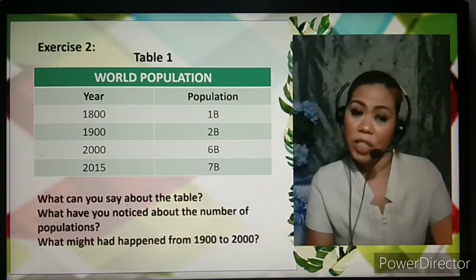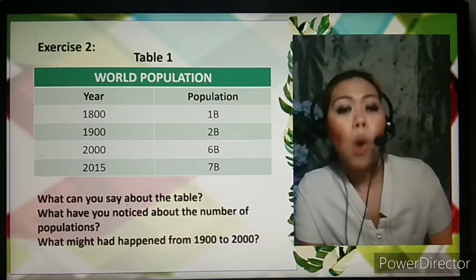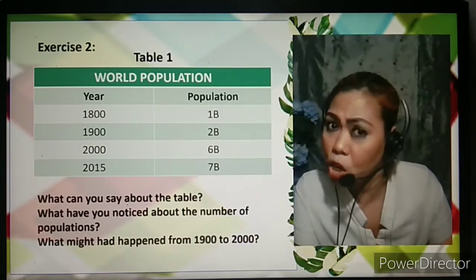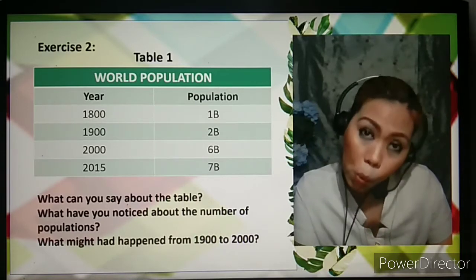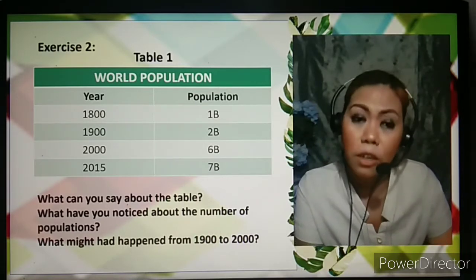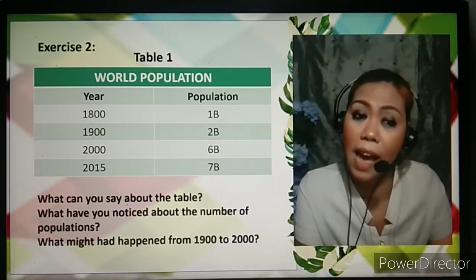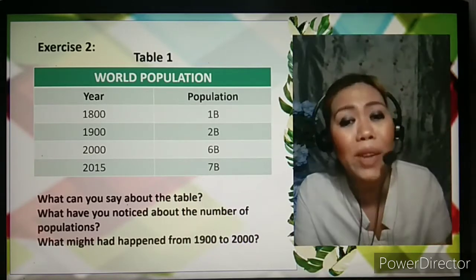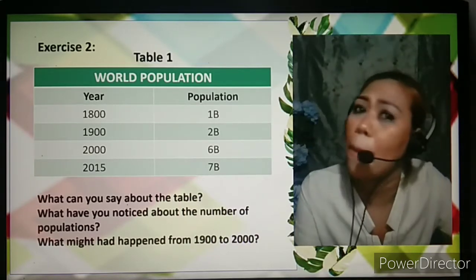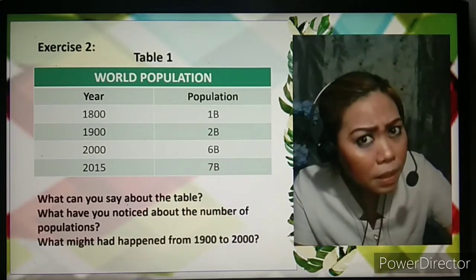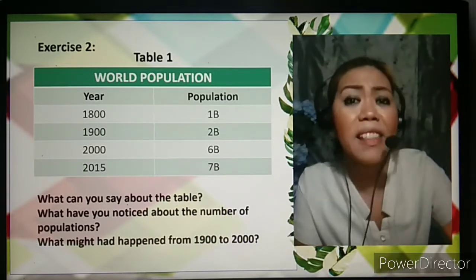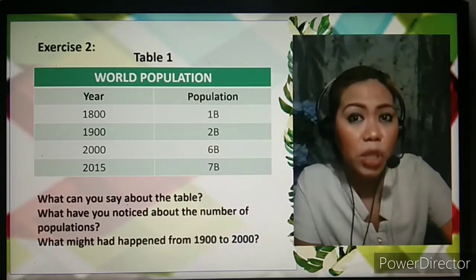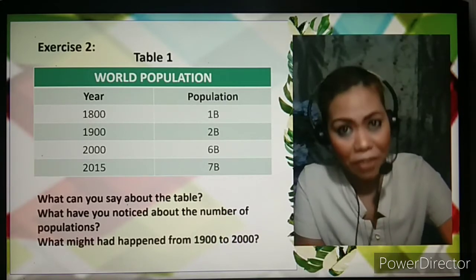Okay, now, here's some questions. What can you say about the table? You have to explain it in your worksheet, okay? All right. And as you can see, guys, question number 2: What have you noticed about the number of populations? Why did it turn out like that? Well, you can write your answer, explain your answers right there briefly, okay?